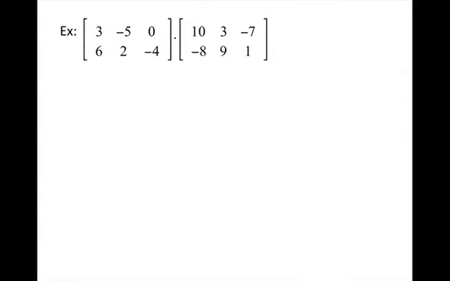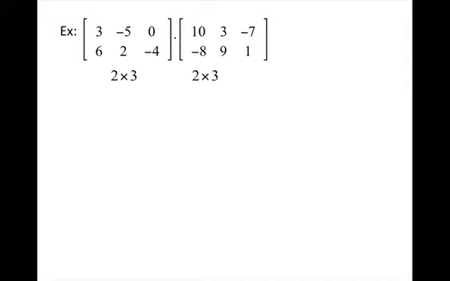So let's look at the next example. First, label the size of each matrix. My first matrix has 2 rows and 3 columns, so it's a 2 by 3. My second matrix has 2 rows and 3 columns, so it's also a 2 by 3. These two matrices are the same size.